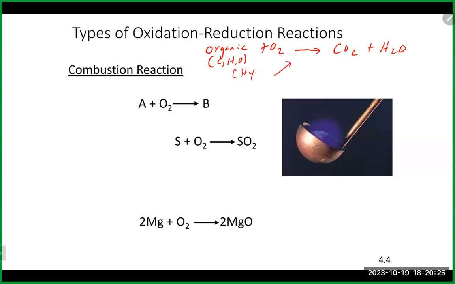And really, the main components of organic combustion are O2, and you always get CO2 and water as the products, unless you get an incomplete combustion, which means you get carbon monoxide and water. But most of the time it should be CO2 and water.